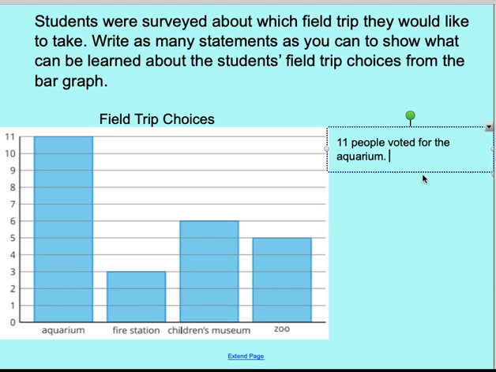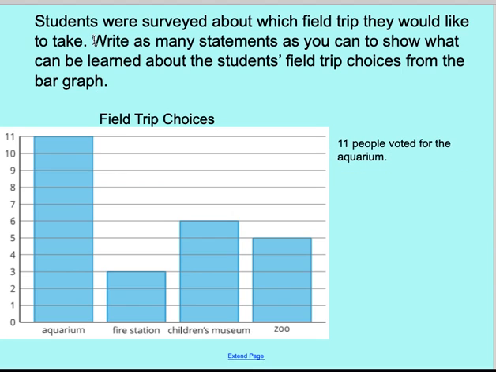But also, I could figure out more things too. I could say 3 kids voted for the fire station. But I want you to think deeper. So I want you to really start to think about, maybe we could figure out how many kids voted altogether. Or we could think about how many more kids chose one thing than another thing, right? So I really want you to dig deep when we're thinking about this one.